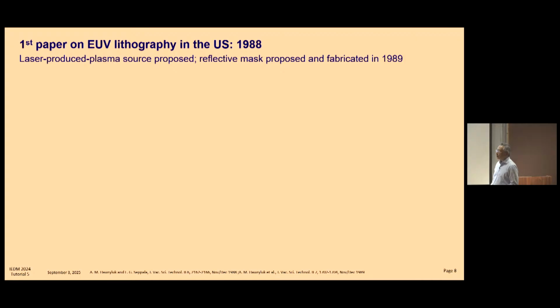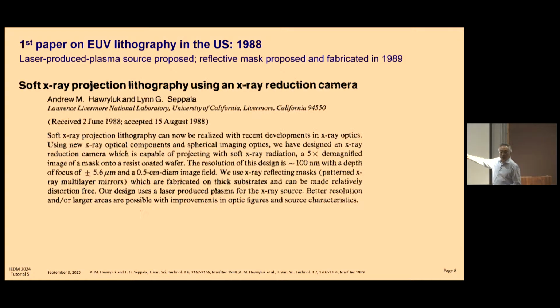The first paper on EUV lithography in the US happened in 1988. In 1987, a guy called Andy Hawryluk, working at Lawrence Livermore Laboratory, back then a laboratory that belonged to the University of California, here, okay? And he thought that, they had perfected, by then, the multilayer mirrors to reflect soft X-ray light. Back then, EUV wasn't the name. Soft X-rays was the name for about the kind of wavelengths that's today EUV. And he published this paper.